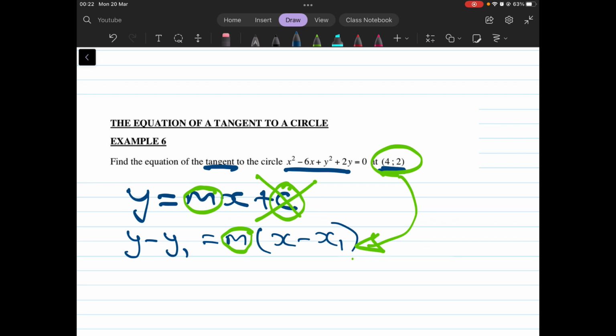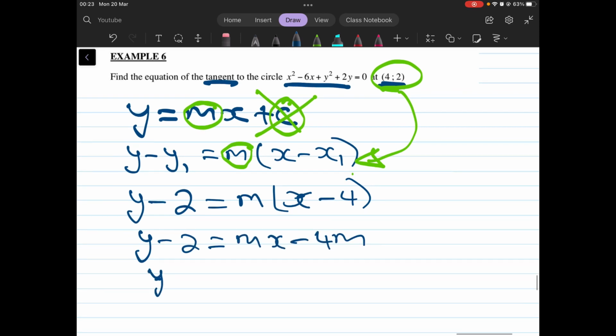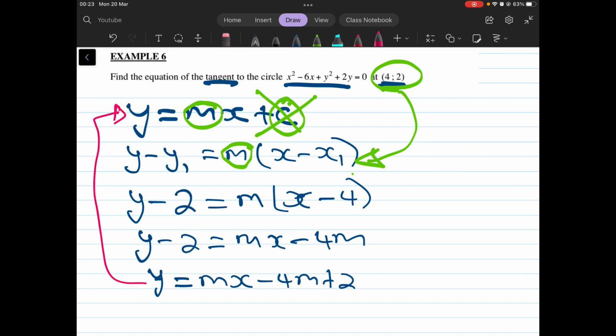What we do, we substitute that point. The point has its y value as 2, and its x value is actually 4. When we simplify this, it's going to be y minus 2 equals mx minus 4m. That means we are left with y equals mx minus 4m plus 2. If we can know what m is for this equation, then we are just going to simplify further, and ultimately it's going to be in this format, as you can see there.